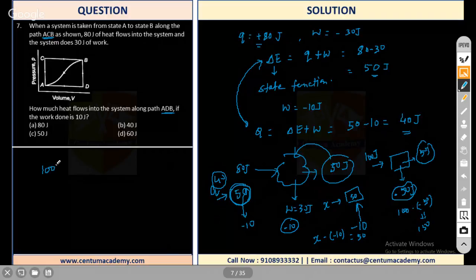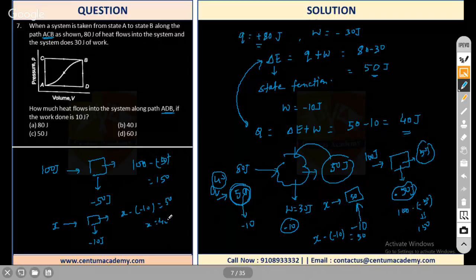100 joule of heat you are providing into a system. And if the system does some negative work, minus 50 joule, what will be the total energy of the system? 100 plus 50, that will be 150. We are simply adding these two. Similarly, here suppose I am providing x joule of heat into a system, and if it does minus 10 joule of work, what is the internal energy of the system? x minus of minus 10, and that will be nothing but 50. x equals 40. Is it clear?